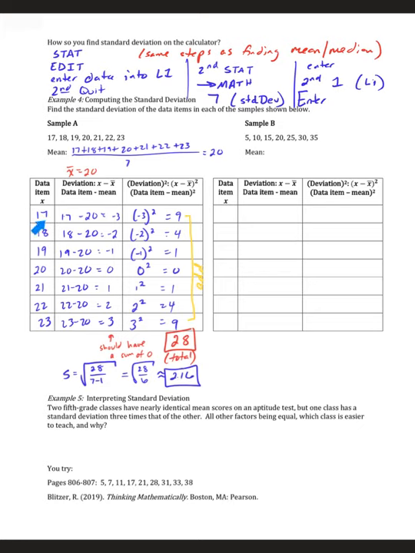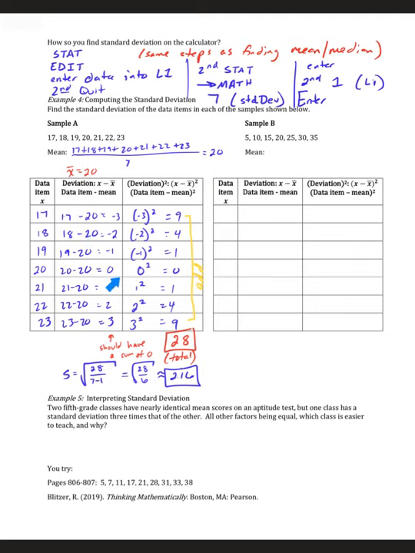Okay, first thing, we list all the data items in the first column. Then the second column, you take the data item and subtract the mean. Again, you had to find the mean first, which we found to be 20. So we do 17 minus 20, 18 minus 20, 19 minus 20, and so forth.